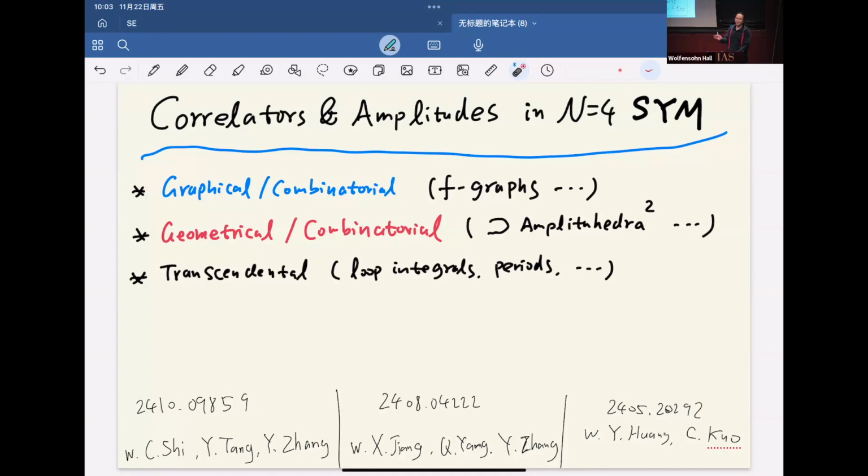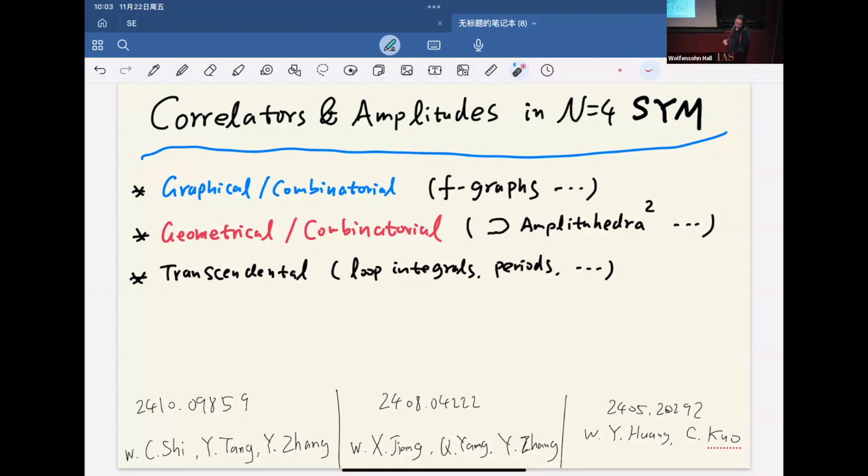So if you care about amplitudes in this theory called N=4 super Yang-Mills, planar N=4 super Yang-Mills, then a correlator is really the king, the master object that contains all the amplitudes to all loop level at any multiplicity, in principle. And I want to go through mainly three aspects of these correlators in N=4 super Yang-Mills.